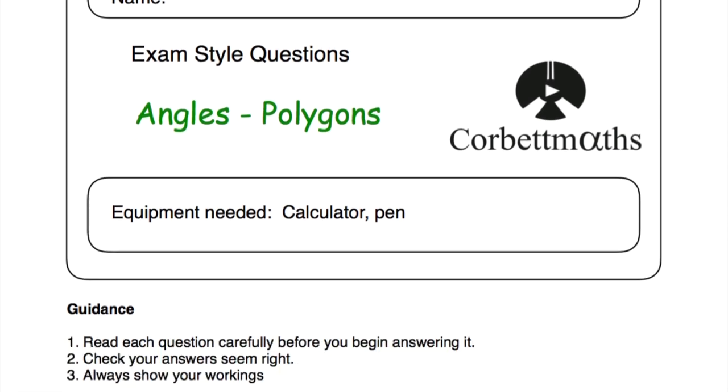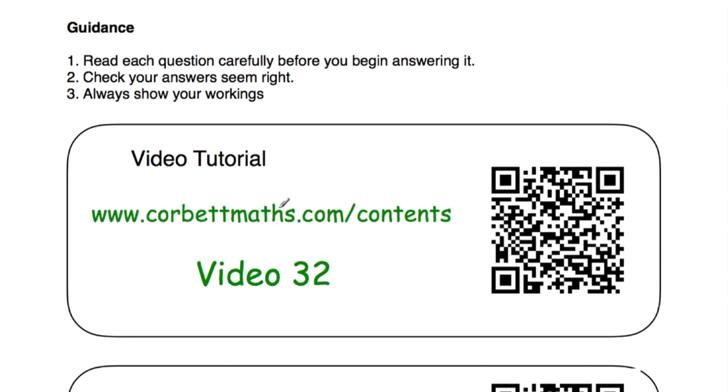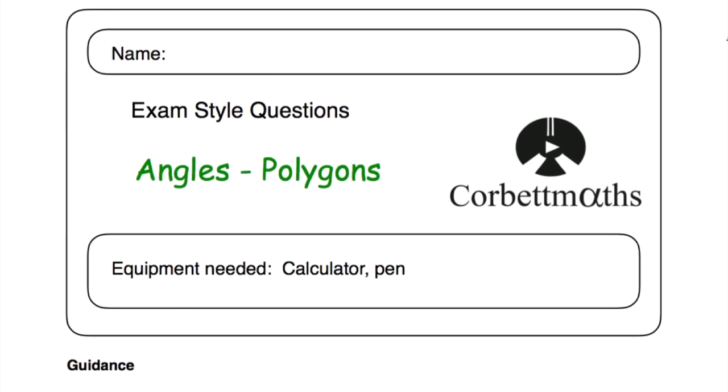I really hope you found this video useful. If you need any extra help on angles and polygons, if you go to corbettmaths.com/contents and scroll down to video number 32, there's a dedicated video tutorial there on finding the angles and polygons and how to answer these questions. But this video will focus on the video solutions to the practice questions.